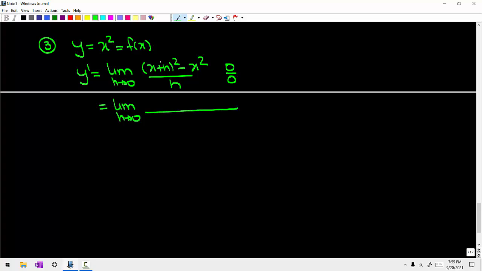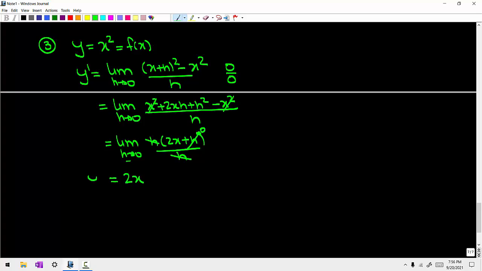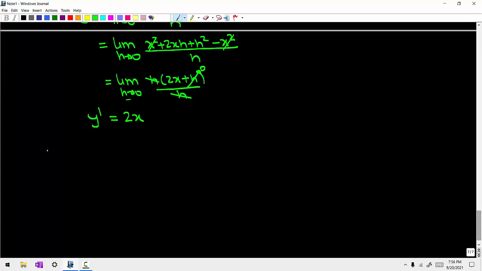So in this case, I'm just going to expand it. So I get x squared plus 2xh plus h squared minus x squared over h. I just FOIL that, and the x squares will cancel. The two terms that are left have an h in it, so we can pull it out. So we get h times 2x plus h divided by h. The h's will cancel. Now it's no longer 0 over 0, so we can plug in h is 0. When I plug in h is 0, this will become 0. So I'm just left with 2x. Okay, so the derivative of x squared is 2x.